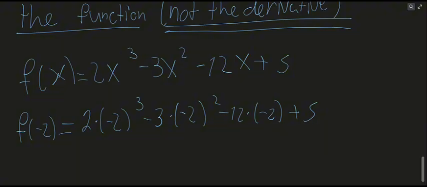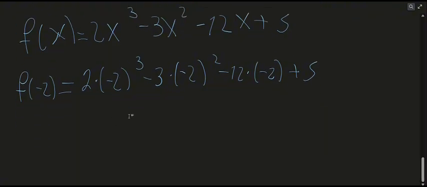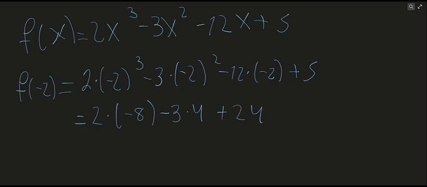Okay, let's actually simplify this little expression. Negative 2 cubed right here is negative 8. So that's 2 times negative 8 minus 3. This negative 2 squared is nothing but 4. So negative 3 times 4. This negative 12 times negative 2 is plus 24. And the 5, of course, remains unchanged.